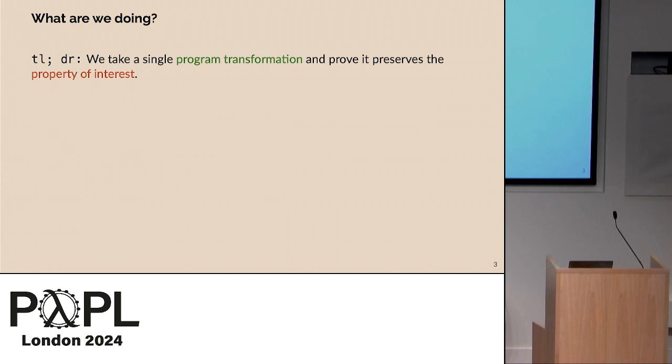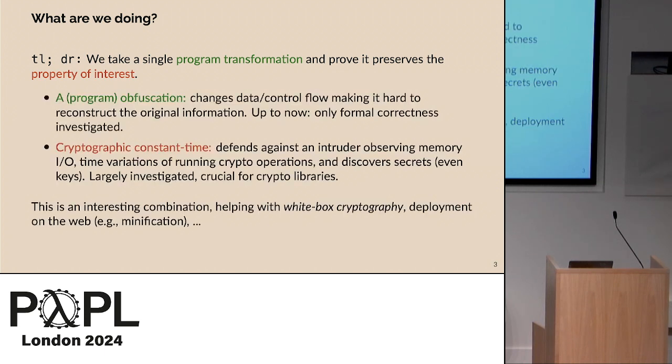And we started with a very narrow question. What if we take a single program transformation, actually a class of program transformations, and prove that they preserve some property of interest? We chose program transformations that are relatively simple to formalize or characterize and which are not well studied: program obfuscations, which are well studied for correctness, at least some of them. But as far as we know, there's not much about their preservation of security properties. And the property of interest is cryptographic constant time.